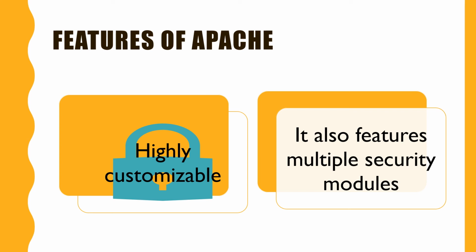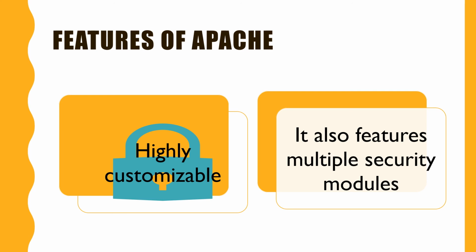So, some more features about Apache. I included the major two on here, but I am going to talk a little bit more about it. It's very highly customizable, and it also features multiple security modules. So you might be asking, what does that mean? Apache has a module-based structure, which we mentioned before. In simple terms, it allows the server administrator to turn certain functions on and off, right? Much like IIS, Apache also has a bunch of security modules built into the system.